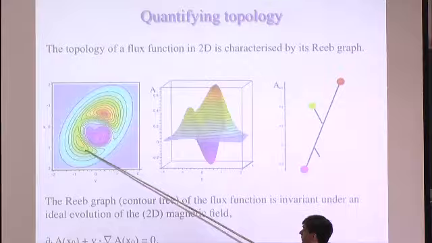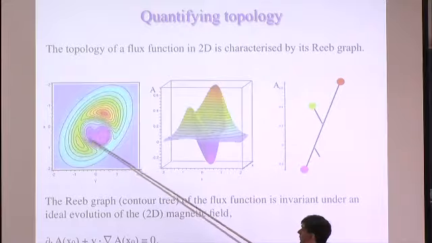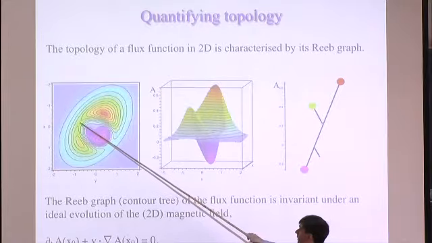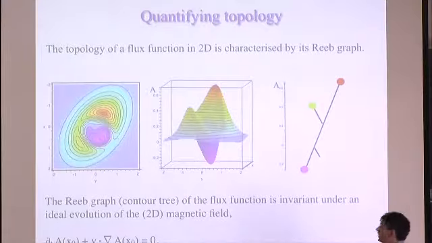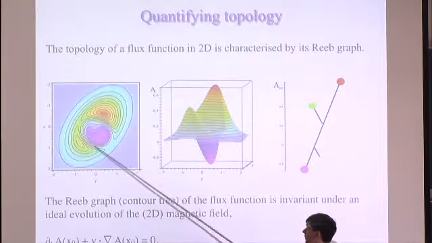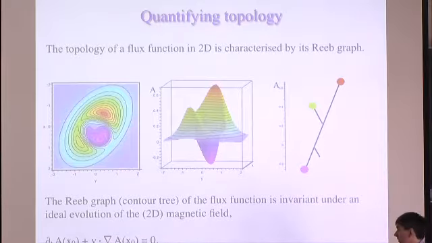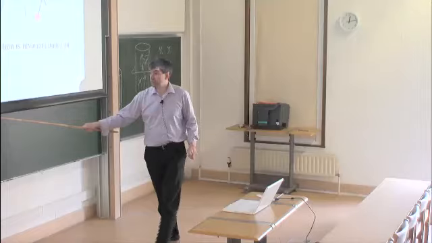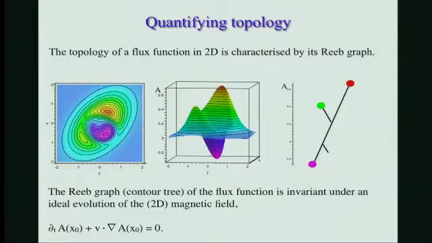Again, a contour plot of a flux function. We have 1, 2, 3 extrema, one saddle point, and there's another saddle point somewhere here. And under an ideal dynamics, you could shift around all these contours here. You have an equation like this here, where v is the plasma velocity. But the values at these maxima and saddle points remain the same.